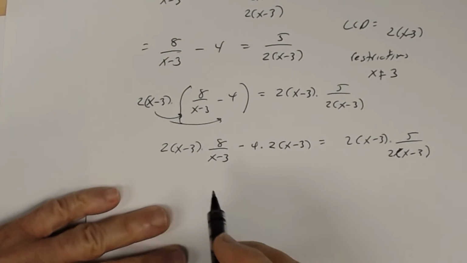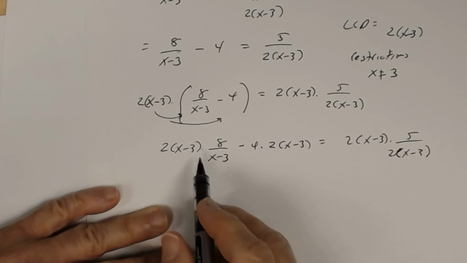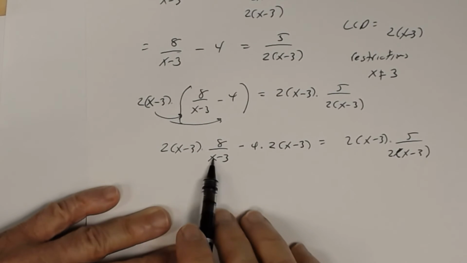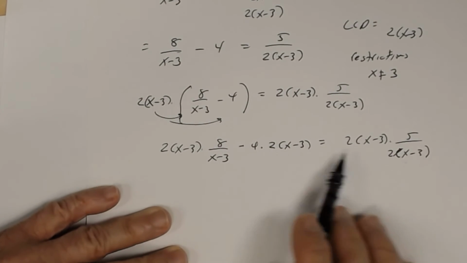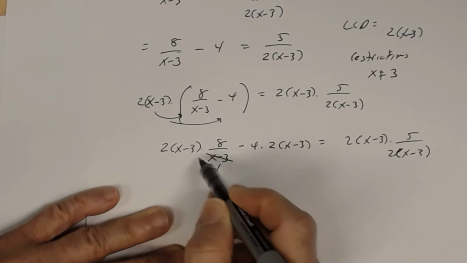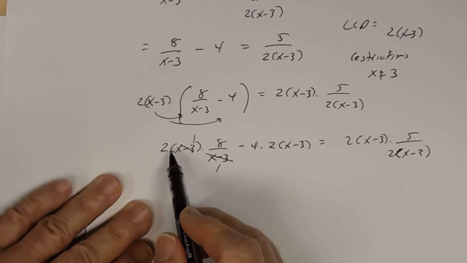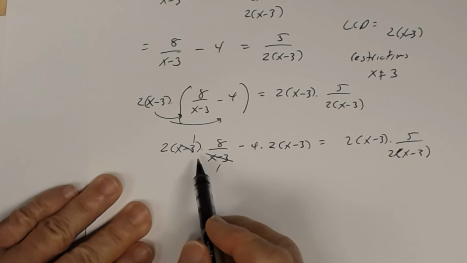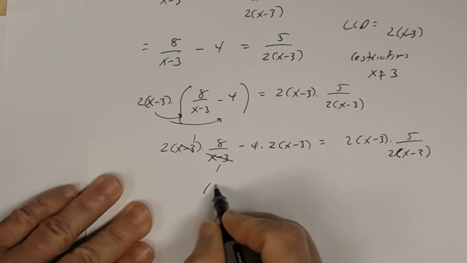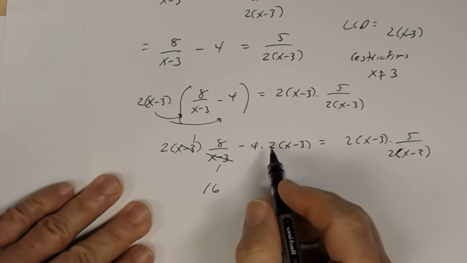All right, now over here, remember the whole point of multiplying by the LCD is to get these denominators to be ones, to be factors of ones, and now we do. So the x minus 3's divide out. Now notice what I have. 2 times 1 times 8 is 16. Okay, now be careful here.